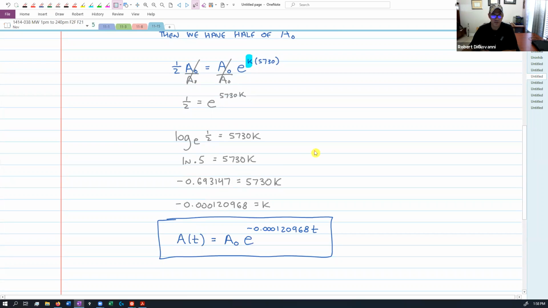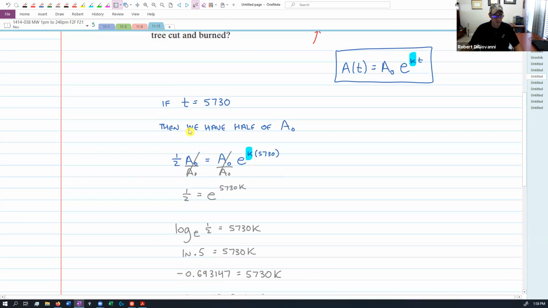Questions? I'm not done, right? I'm not even close to answering this problem. All I've done is use the fact that they gave me the half-life of carbon-14. Once they give me the half-life, I can come up with the exponential model for the decay of this stuff. And that goes for any substance. If you are given a half-life of something, you can always generate the formula, and you'll always just use the method I just did right here.